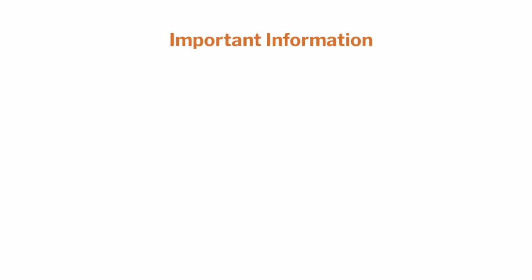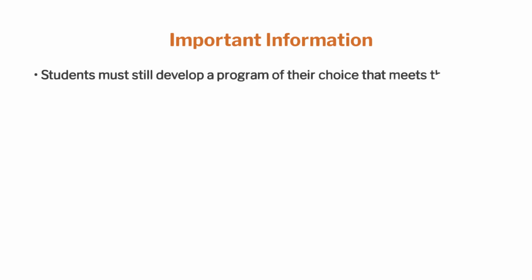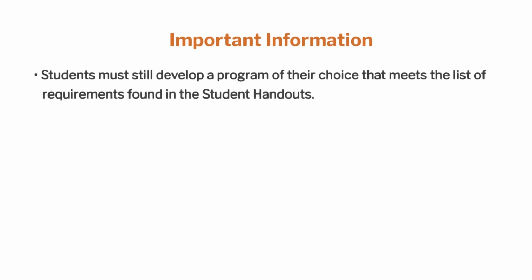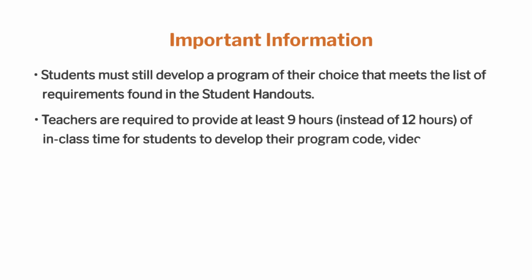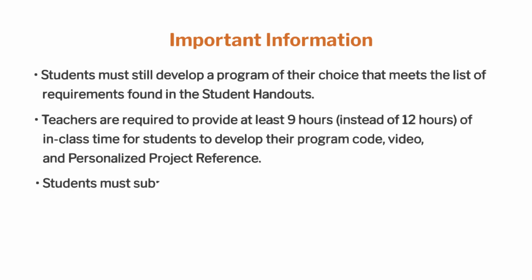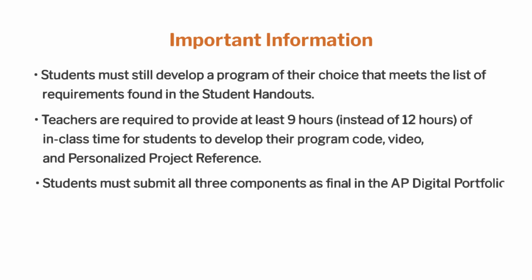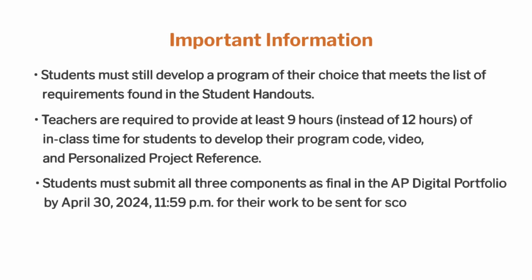Here is some additional important information. Students must still develop a program of their choice that meets the list of requirements found in the student handouts. The requirements for the program are not changing. Teachers are required to provide at least 9 hours instead of 12 hours of in-class time for students to develop their program code, video, and personalized project reference. Students must submit all 3 components as final in the AP Digital Portfolio by April 30th, 2024, 11:59 p.m. for their work to be sent for scoring.